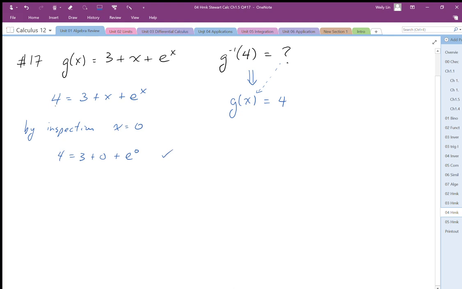Otherwise, if we can't solve this equation by inspection, we have to graph. Okay? And again, it's because we have an x inside the exponent and an x outside the exponent, we can't isolate those x's separately.